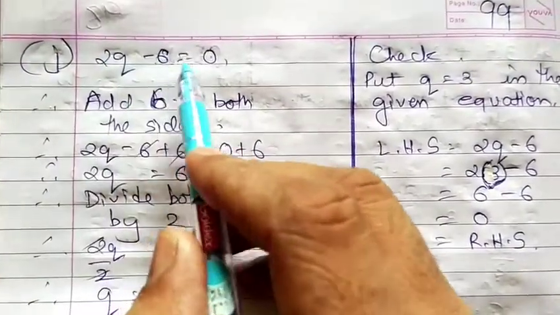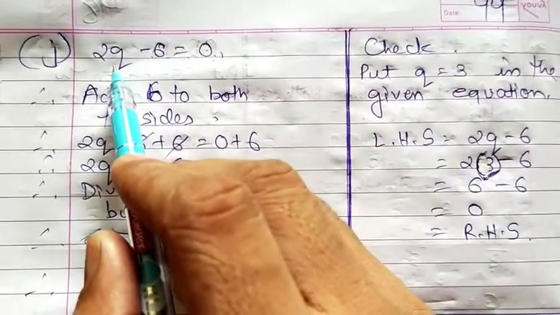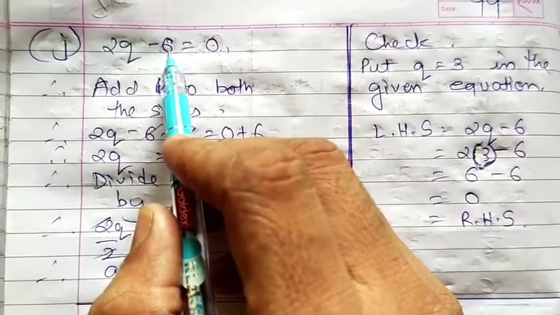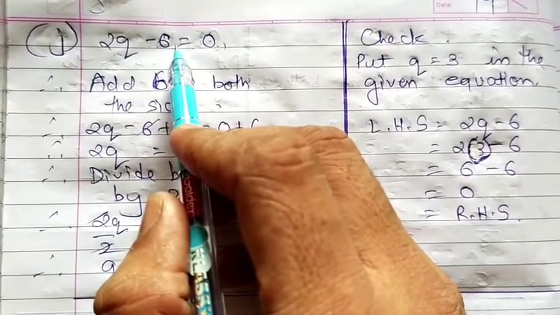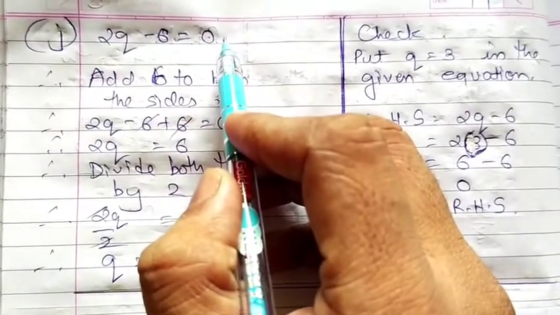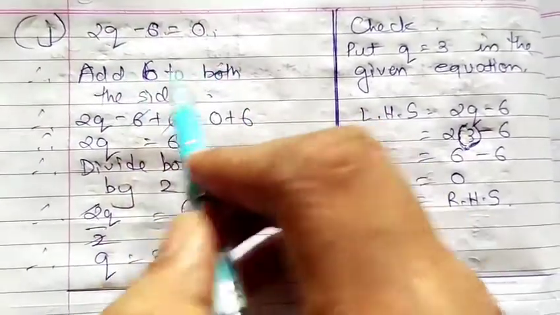2 times q minus 6 equals 0. Now dear student, here also we can't eliminate this value first. We have to eliminate this negative 6 first. Since it is negative 6, I have to take positive 6 toward my left hand side. If I am taking positive 6 toward my left hand side, the same value you have to take toward your right hand side also. So add 6 to both sides.